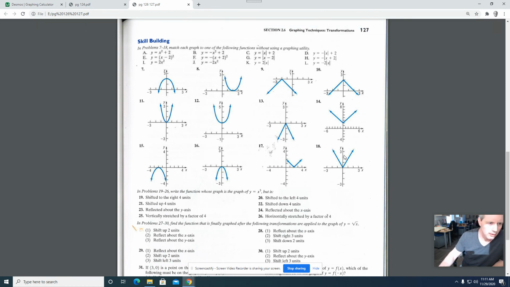Okay, so that is the even number problems completed. And that is a first look at how we go about transforming a function in this way.